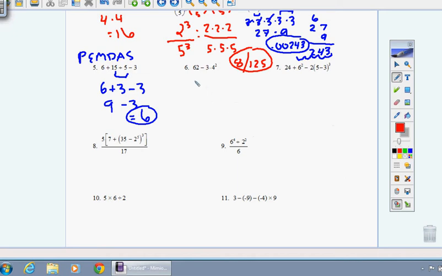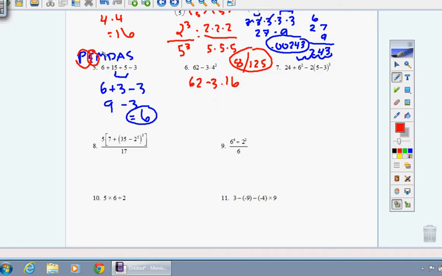Alright, let's go on to number 6 here. 6 squared minus 3 times 4 squared. Okay, let's refer back to our acronym. Do I have any parentheses? Nope, so I can move on. What about exponents? Do I have any exponents? I do. 4 squared. So let's work that out first. So I have 6 squared. Just rewrite everything. Minus 3 times 4 squared is going to give me 16. Okay, so I'm done with the exponents.